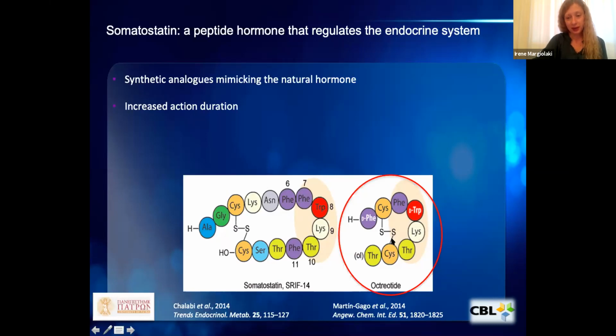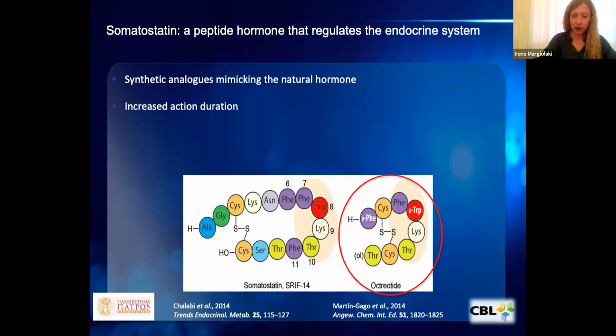It's a synthetic analog of somatostatin, which is a peptide hormone that regulates the endocrine system. It consists of 8 amino acids. It has a disulfide bridge. And if you notice, there are 2 D amino acids. D amino acids are not abundant in nature, but as this is a synthetic molecule, they added them because it makes the drug more stable.